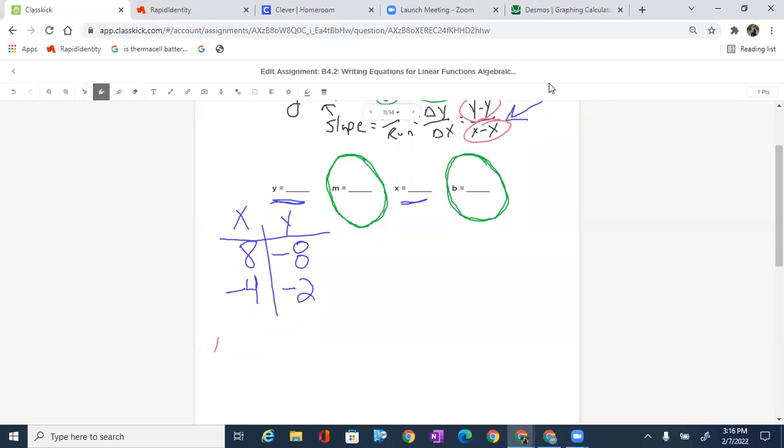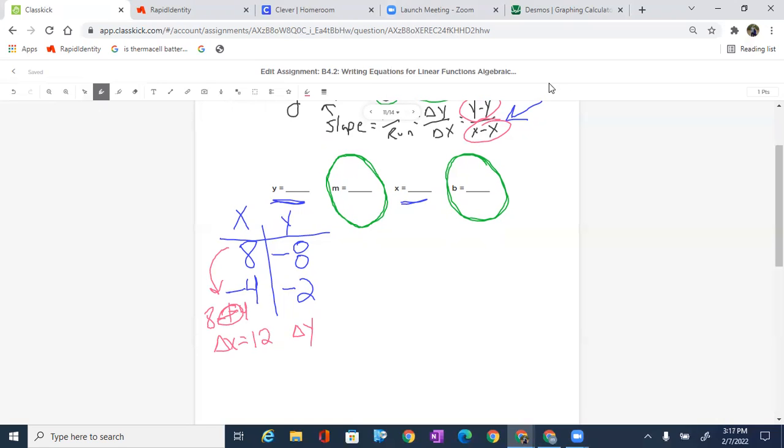Okay, so let's do that. Let's find the change in x and the change in y, and that's simply by subtracting. So 8 minus -4. Two negatives make a positive, so it's 8 plus 4. So the change in x is 12.